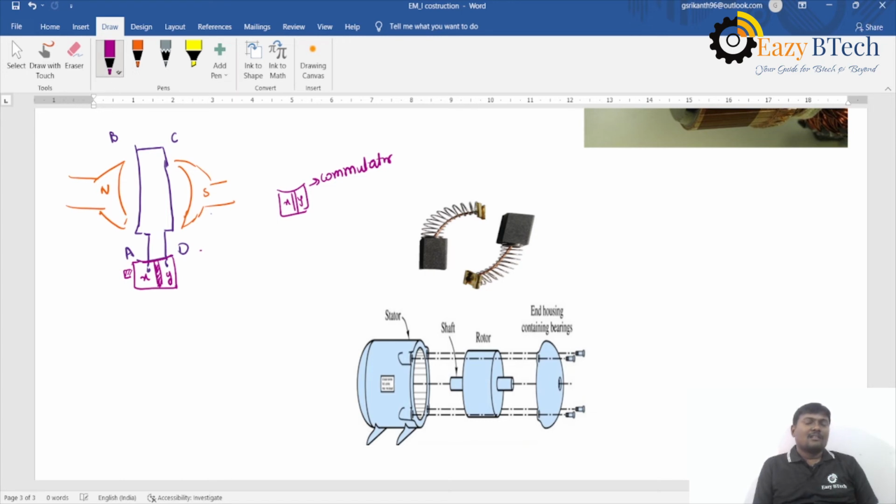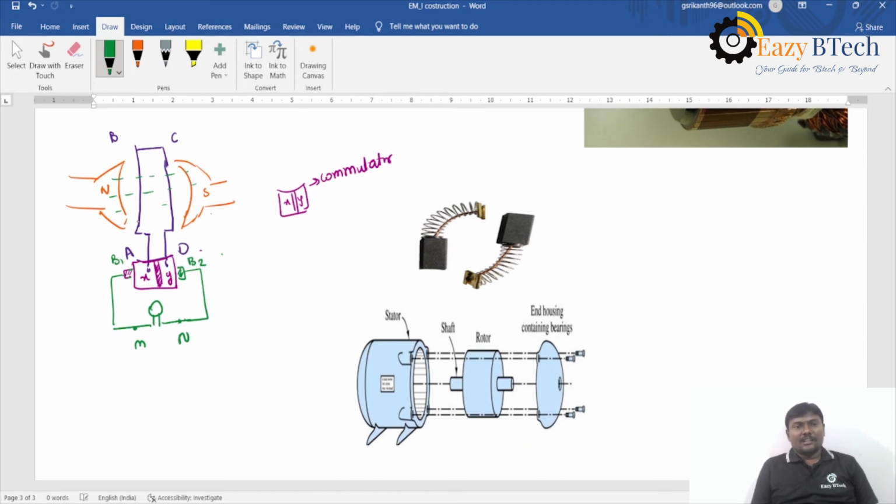This is brush B1 and this is brush B2. Brush B1 is always in contact with the conductor which is under the north pole, and here I am connecting a one bulb electrical load. Let us say the load terminals are M and N.